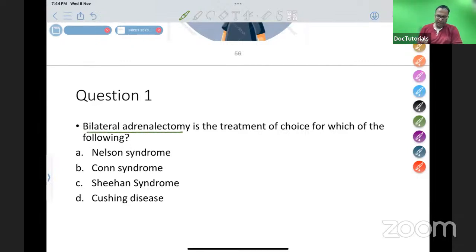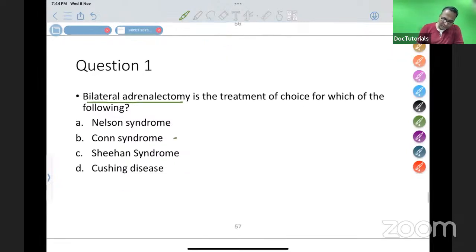Bilateral adrenalectomy is a treatment for which of the following? So for bilateral adrenalectomy, the answer here is two cases. One is Conn syndrome, another is Cushing syndrome, Cushing's disease. In both the cases, we will do bilateral adrenalectomy. Not for Nelson, not for Sheehan. So they both are not the correct answer.